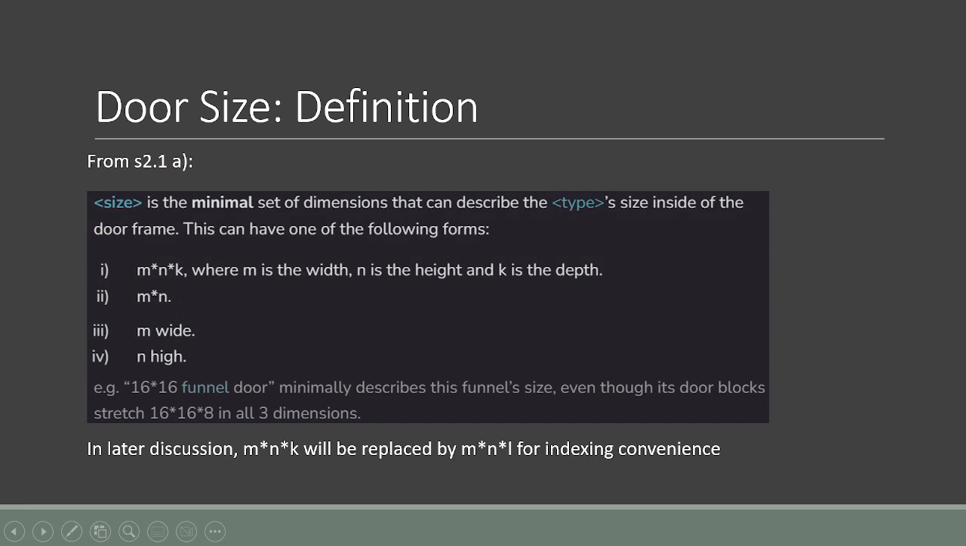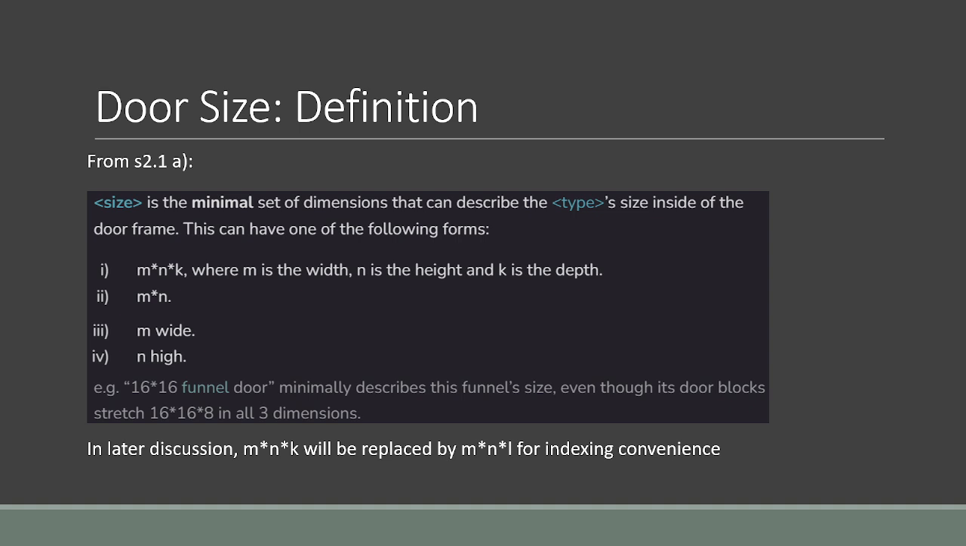Now, the first part doesn't relate to any of the documents that I wrote. It's just about how we configure door sizes. We take from the regulations document, section 2.1 part A. Here it says size is the minimal set of dimensions that can describe the type size inside of the door frame. And it can have four forms: M by N by K, where M is the width, N is the height, and K is the depth. The second one is M by N, where M is the width and N is the height. The third one is M wide, the fourth one is N high.